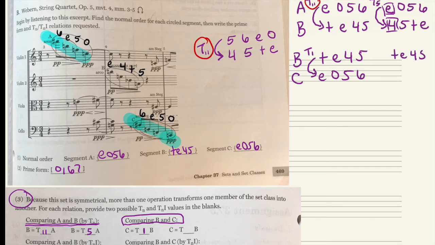And then I need to try the other order for C, 5, 6, E0. How do I get from 10 to 5? Well, I can add 7 to that.